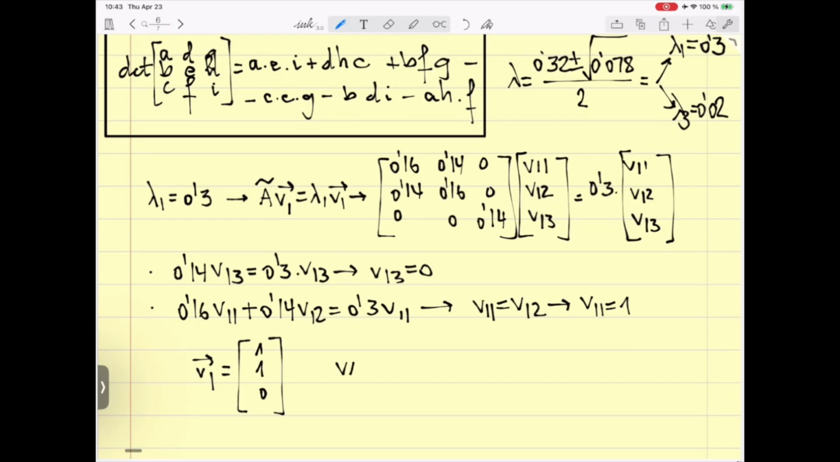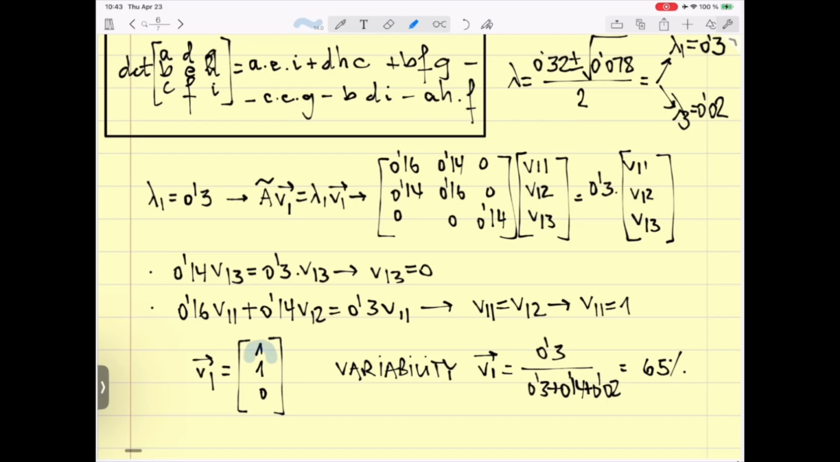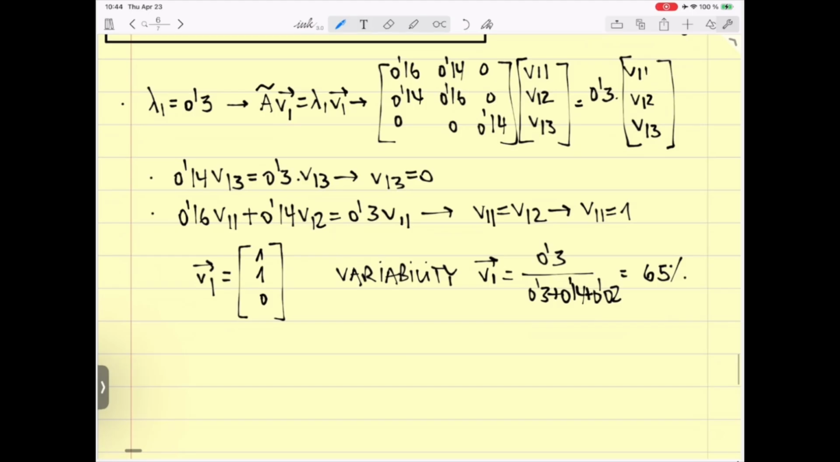Okay, the variability explained by this eigenvector is 0.3 divided by 0.3 plus 0.14 plus 0.02 equal 65%. The management interpretation is that taking only into consideration lead time and cost, no quality because it's 0, we can explain 65% of the variability of the system. So we could likely go ahead and just describe the system with 2 KPIs and still be very successful. Okay? So this is for the first eigenvector, eigenvalue.